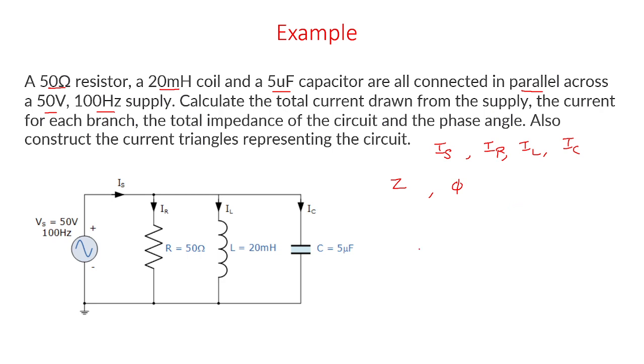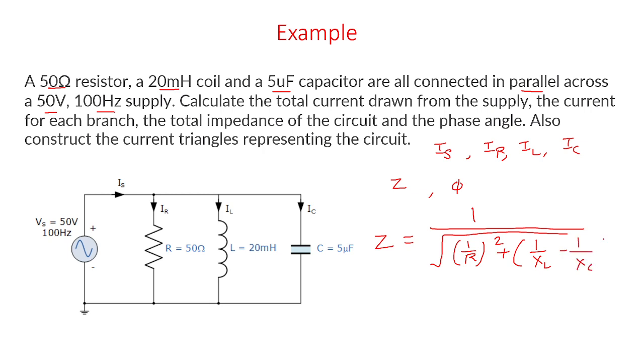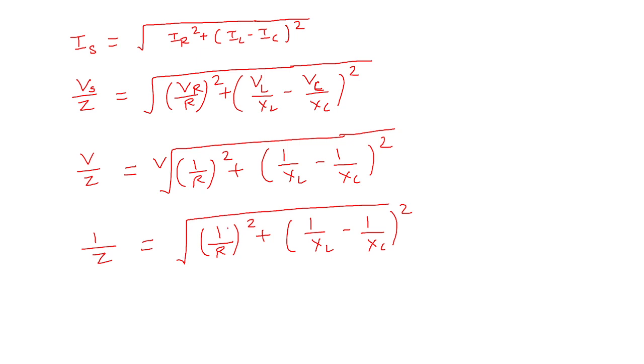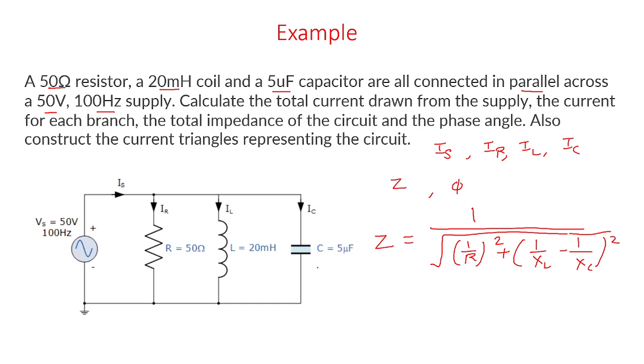So how do we start? We have the resistor, inductor, and capacitor. First of all, we'll find out the impedance. Impedance is given by the formula 1 divided by square root of 1 divided by R square plus 1 divided by XL minus 1 divided by XC whole square. We get that from this formula, which is 1 divided by Z is equal to square root of 1 divided by R square plus 1 divided by XL minus 1 divided by XC whole square.